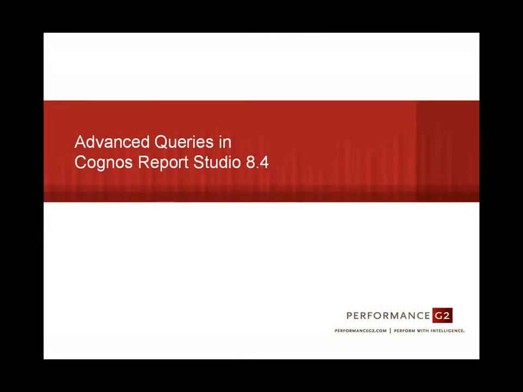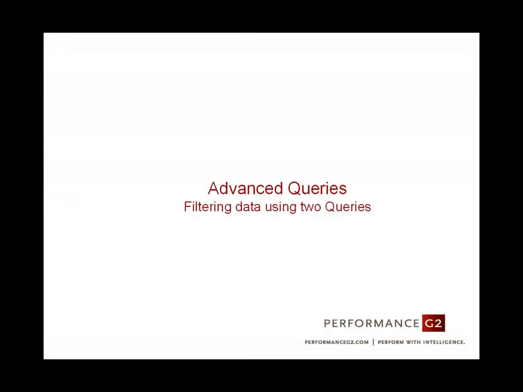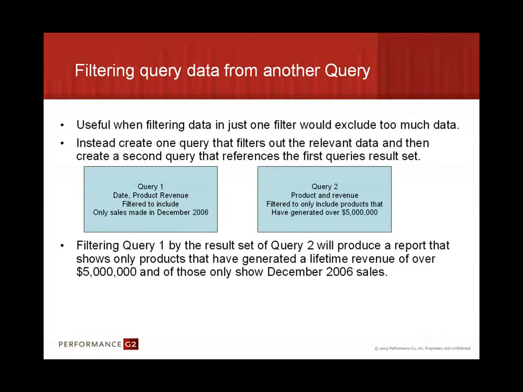In this video, we will be demonstrating the use of an advanced query technique in Cognos Report Studio 8.4. In particular, we will focus on the advanced query technique of using a filter to join two queries together in order to obtain meaningful results for a business question. Using two queries, we can create a main query that uses the filtered results of a secondary query. This is similar to creating a subquery in SQL.